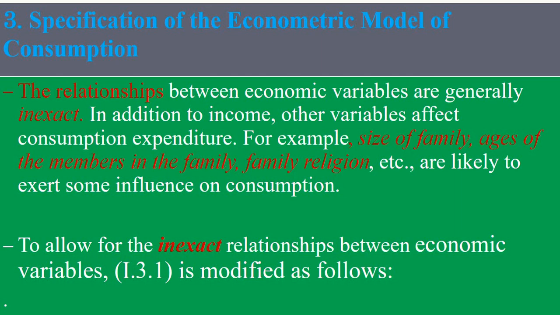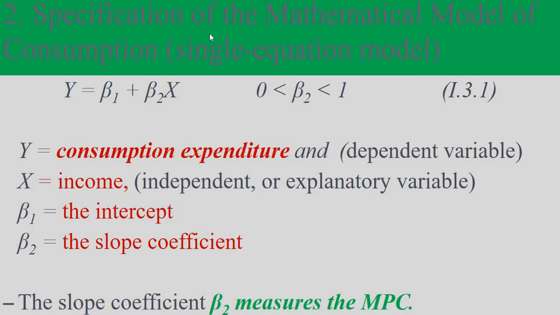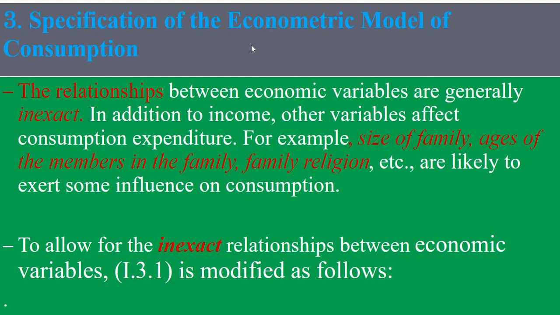The last of the three methodology steps is the specification of the econometric model. The model we saw is simply the mathematical model, but now we discuss the econometric model for consumption. The relationship between economic variables is generally inexact, because sometimes, in addition to income, other variables affect the consumption function. There are lots of variables that may affect our function.